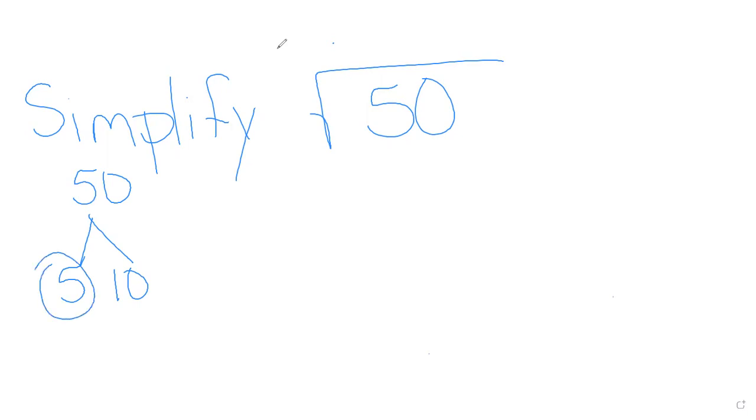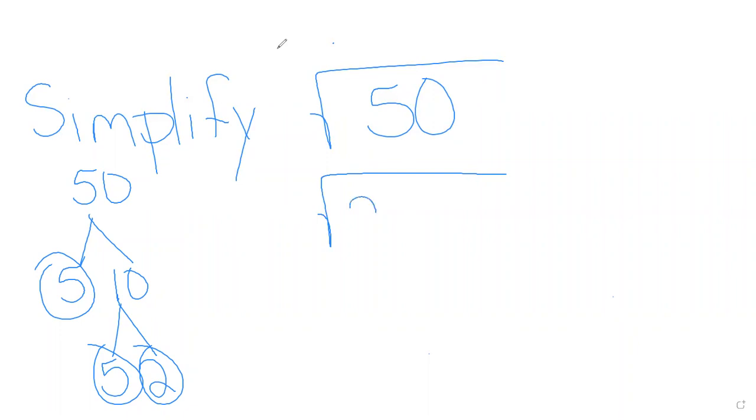Now I'm going to circle 5. The reason I'm going to circle 5 is because it is as simple as I can get it. But now 10, I can do something with. I can make that 5 times 2. So I'm going to circle both of those. So if I do what's called the prime factorization of 50, I have 2 times 5 times 5.